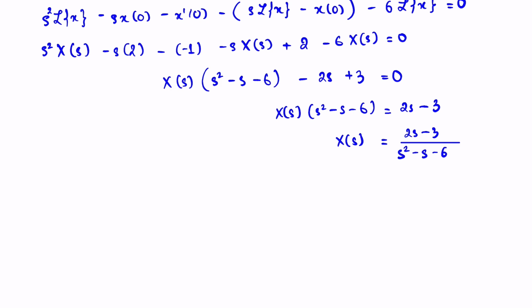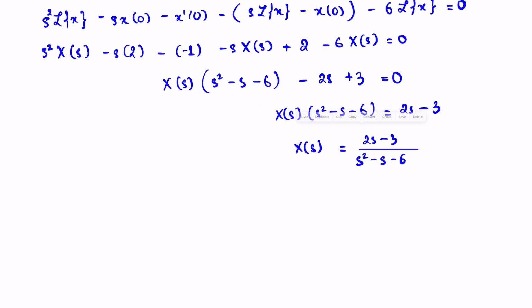And for the denominator, you can actually factor it into a product of two factors, right? S minus 3 and s plus 2, which are linear factors. So you can factor the denominator, and you get 2s minus 3 divided by s minus 3 times s plus 2. Okay. Any questions so far?